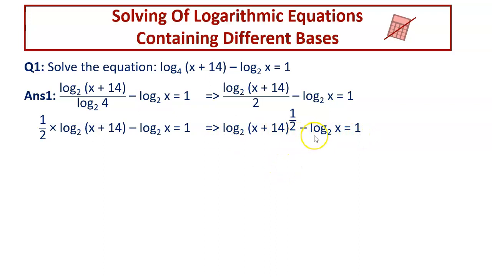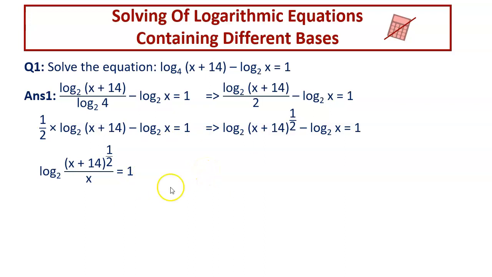And now since the coefficients of both these logarithmic terms are equal to 1, we can combine them to get a single logarithmic term on the left hand side of the equal to sign. It will be log of x plus 14 to the power of half over x whole to the base 2 equal to 1. Again, you can convert this to an exponential equation, and it will be x plus 14 to the power of half divided by x equal to 2 to the power of 1 equal to 2, which I have done.